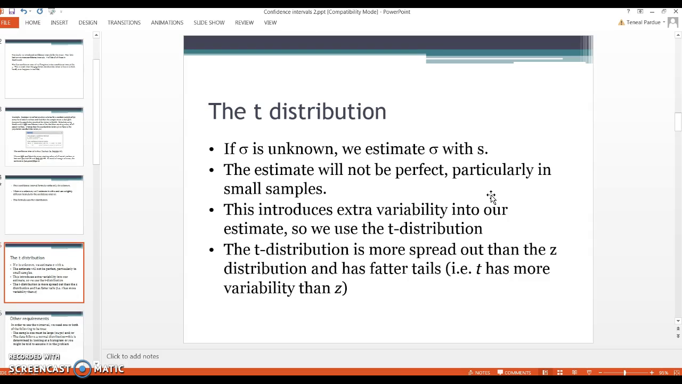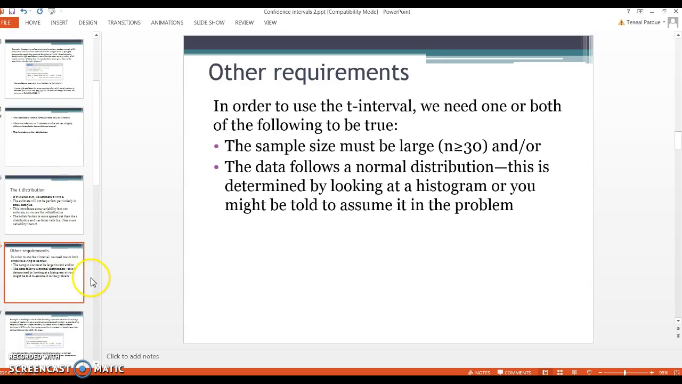The story here is that if sigma is unknown, we're estimating sigma, the population standard deviation, with the sample standard deviation. Since this estimate is not perfect, especially with small samples, we have extra variability in our estimate. So we use a distribution that's a little bit more spread out than the z distribution. And that's why we use the t here.